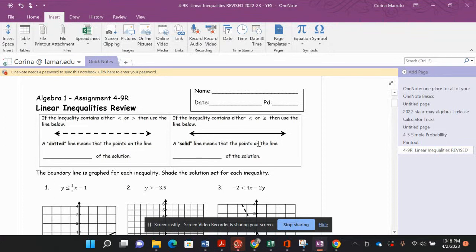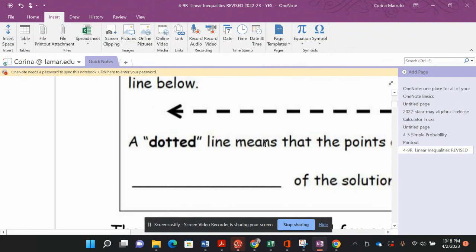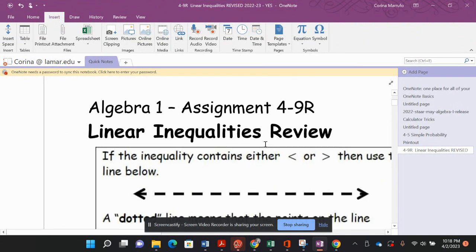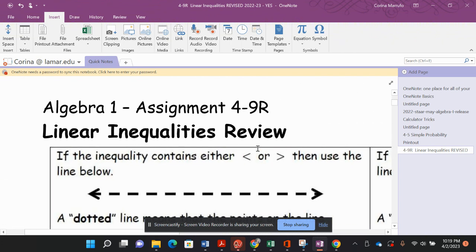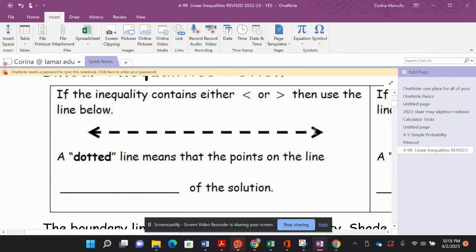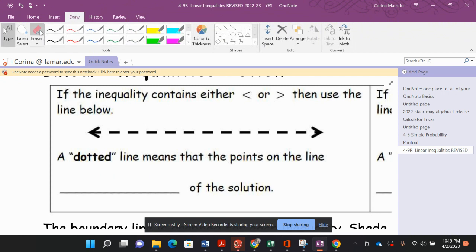All right, so we're going to start off with our linear inequality review. On here it says, oh, I zoomed in too much. Sorry. If the inequality contains either a less than or greater than, use the line below, which is a dashed or a dotted line. So a dotted line means that the points on the line are not part of the solution. So they are not included.